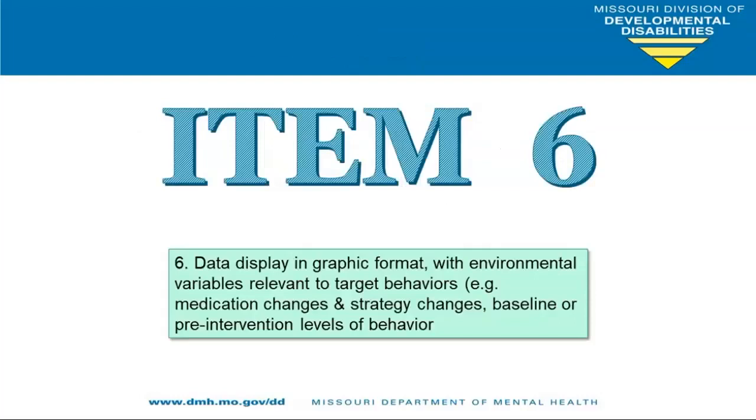So I have item number 6. I love item number 6. We all love graphs. They're really cool. But the expectation is that data is graphed with the environmental variables, the relevant target information, the strategies. So what we're looking at, of course, in conjunction with the task list, is that you measure, that you graph, and oh my gosh, the dimension, analytical, that's what we are.